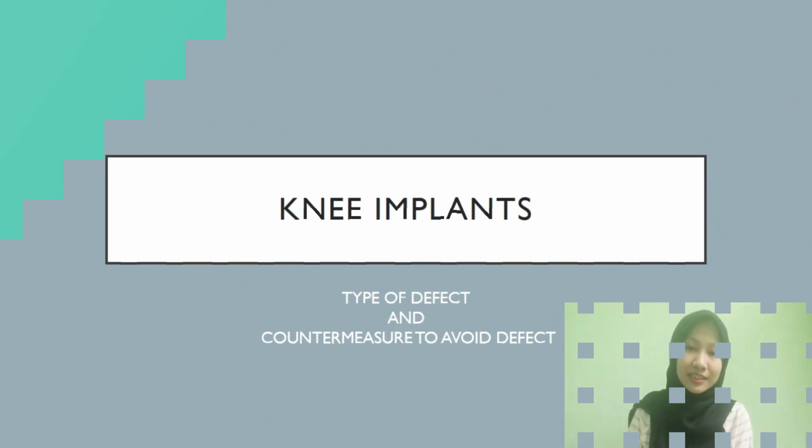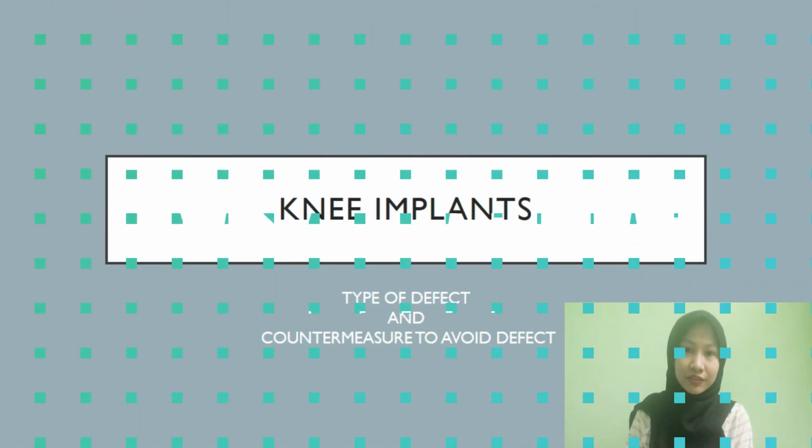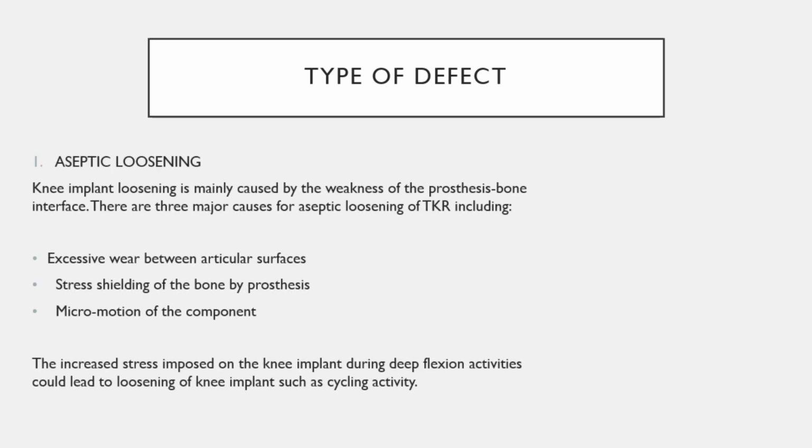Hi, my name is Shasha Shahinda binti Rosli. In this part, I will explain the types of defects in knee implants and countermeasures to avoid defects. There are two types of defects, which are aseptic loosening and fractures of the femoral component. Firstly, aseptic loosening.